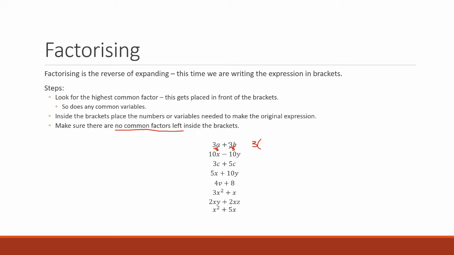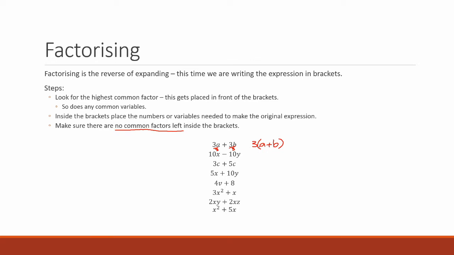Now, we've got an a and b as well. They're unlike terms, and so we're just going to have to leave them as they are. We can't divide out an a from both sides. We can't divide out a b from both sides. So we're left with that a plus b inside the brackets.